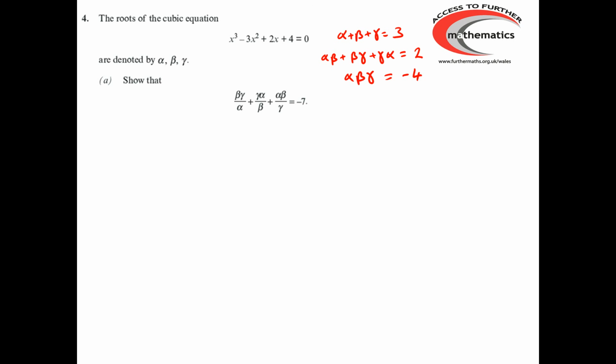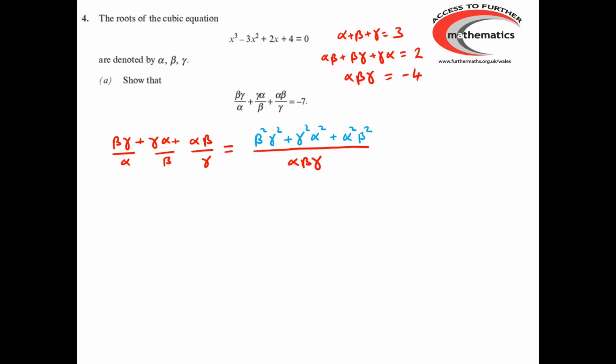Okay, so we've got those 3 results down. We've got to think about this rather nasty expression here. We're adding 3 fractions, so the sensible thing straight away is to move to a common denominator. The common denominator is going to be alpha, beta, gamma. So the first fraction, we've multiplied the bottom by beta gamma. We need to do the same to the top. So the first fraction, when we've put it over the common denominator, is going to be beta squared gamma squared over alpha, beta, gamma.